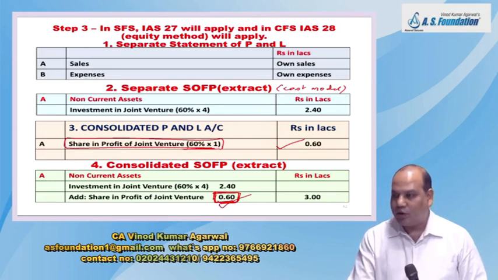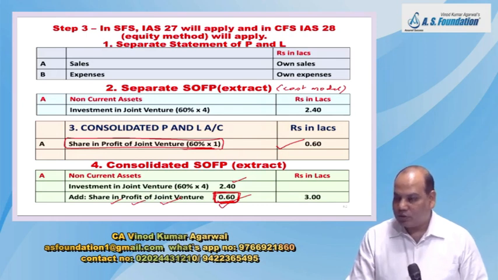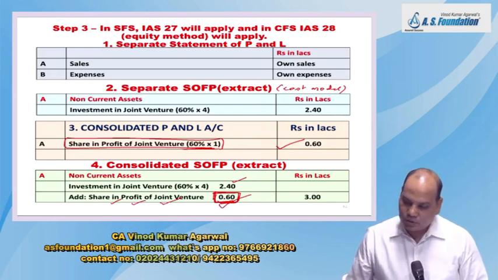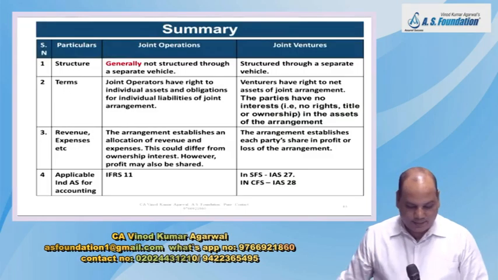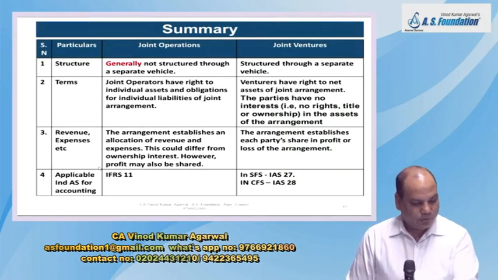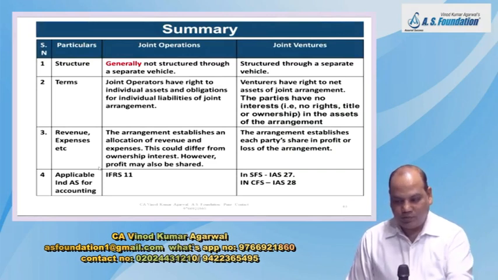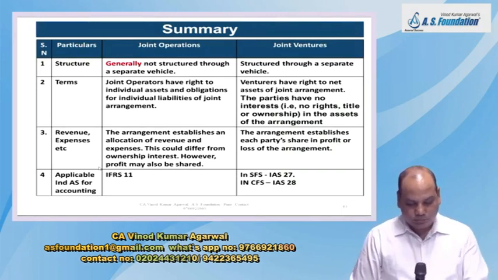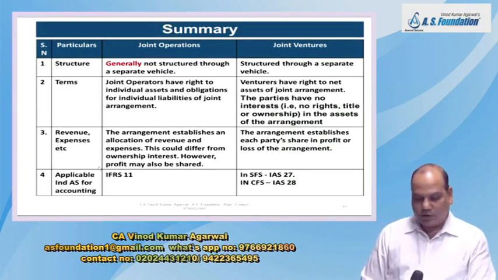And then write down consolidated SOFP, extract, non-current asset. Investment in joint venture, write cost, add share in profit of joint venture, 0.6. So the answer is 3. Okay. And now we have completed this chapter. Come to summary. A quick summary of what we discussed today.